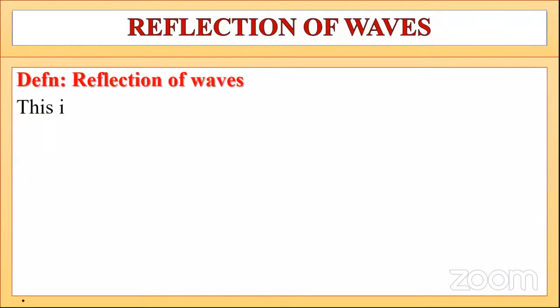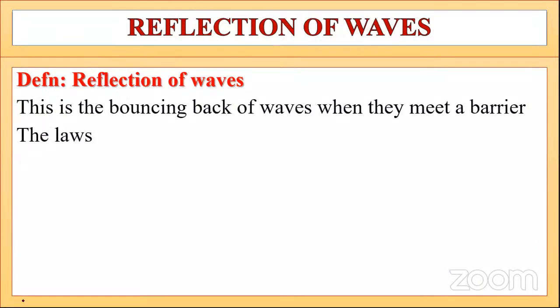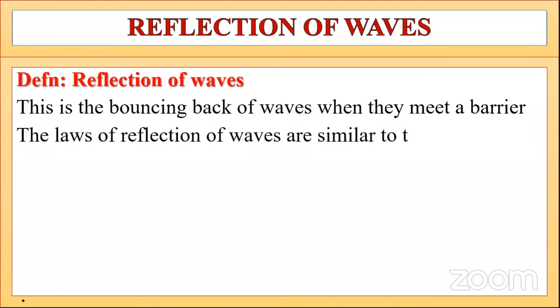Okay, good. So by definition, we are saying reflection of wave is the bouncing back of waves when they meet a barrier. Okay? In this case, a barrier acts as the reflecting surface. Now, there are some NBs down here.